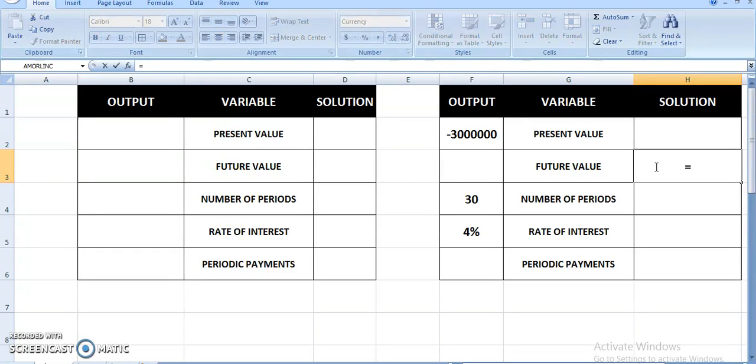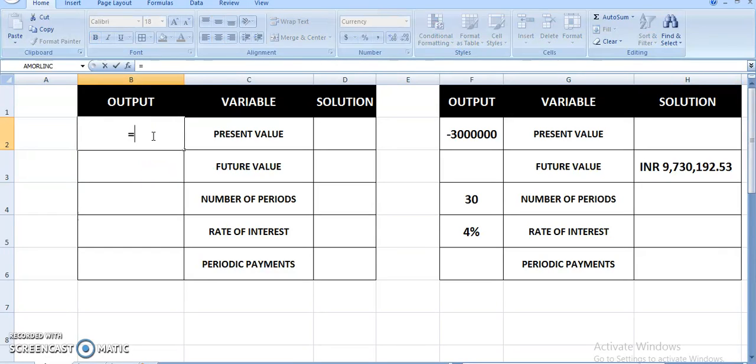So I'm saying I require future. I'm using a function future value: the rate, the number of periods, PMT, which stands for periodic payments, and the present value. So I'll be requiring 97 lakhs.